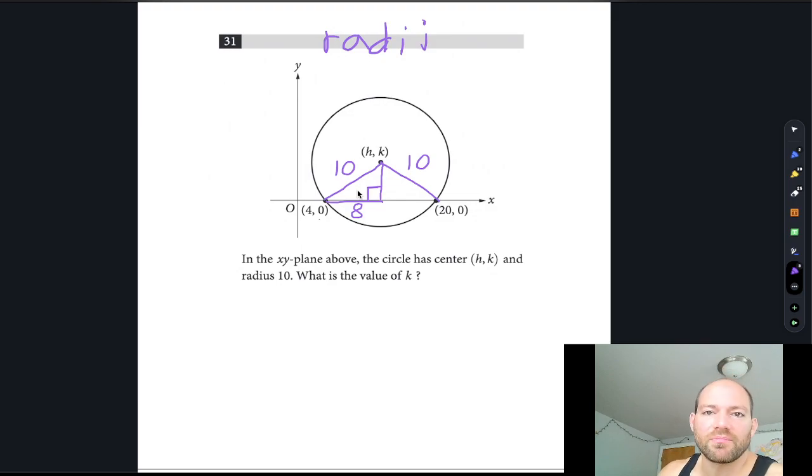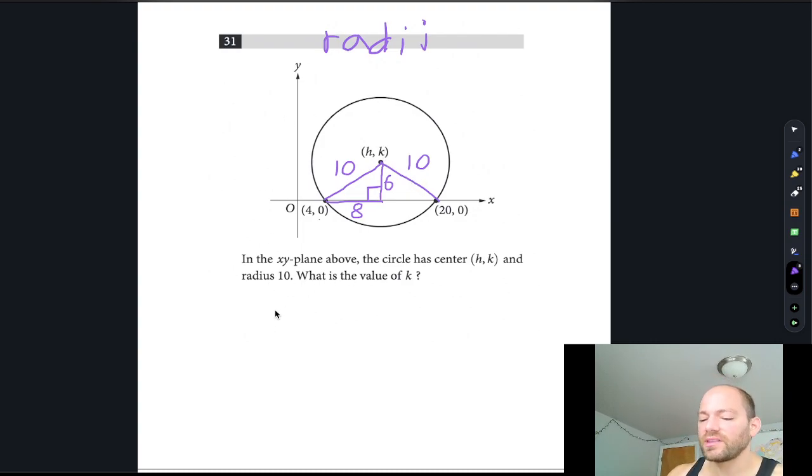Now, this happens to be a calculator question. So we could definitely just use the Pythagorean theorem to find that third side. But I don't even need the Pythagorean theorem to know that this is 6. I don't even need a calculator for that. I don't even need the theorem at all. You know how I did that?